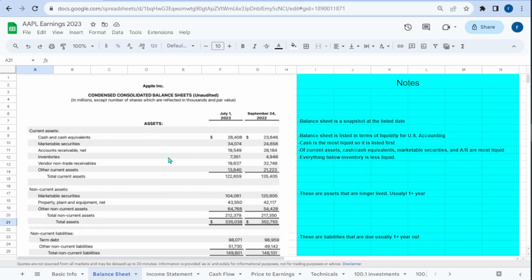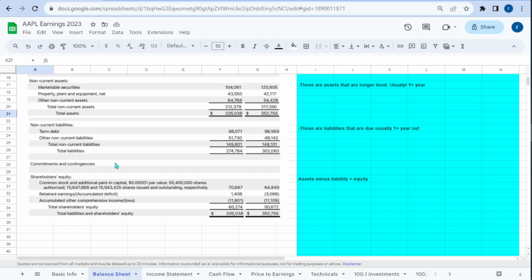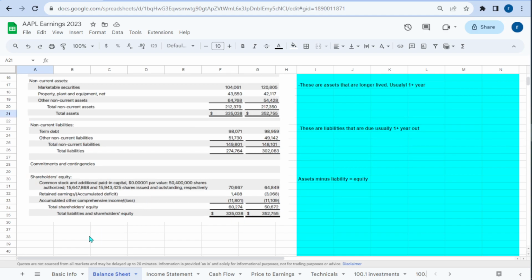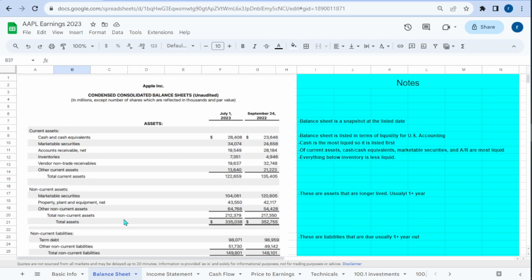And another thing that you need to know about the balance sheet is assets minus liabilities plus equity equals 0. So that pretty much means that assets is equal to liabilities plus equity, or you could change this around in the formula. So if we were to say assets minus liabilities equals equity, that is also true, and that makes sense, right?